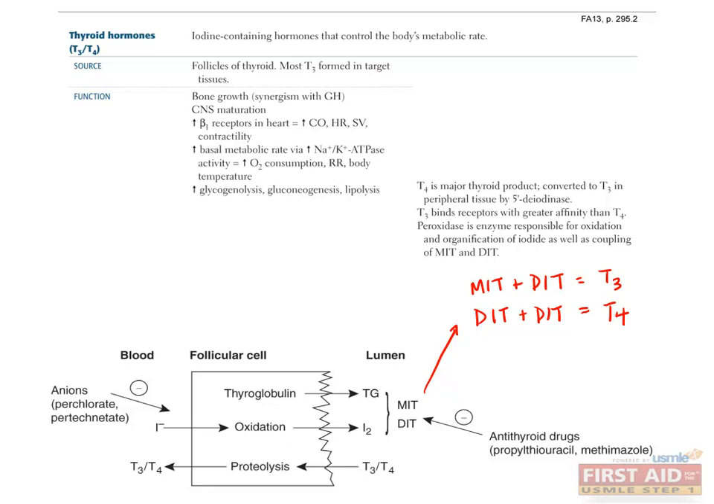Okay, let's turn now to the functions of thyroid hormone. As we already noted, the major role of thyroid hormone is to control the body's basal metabolic rate. How does it do that?